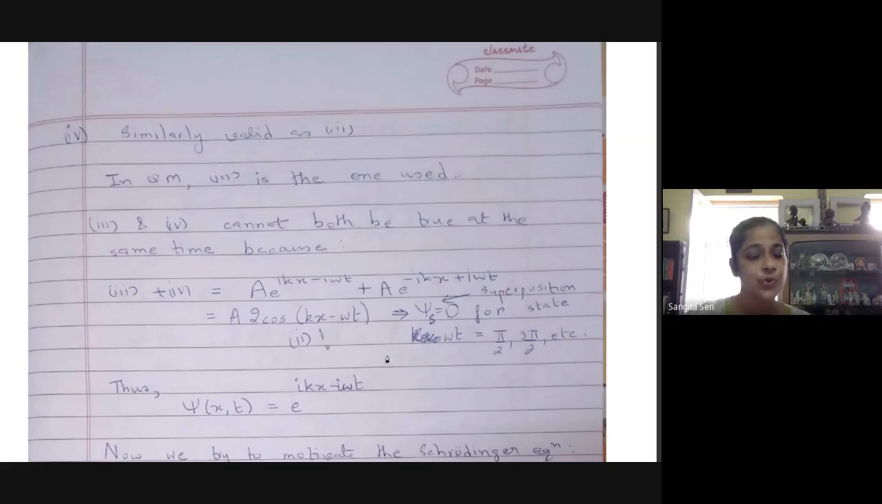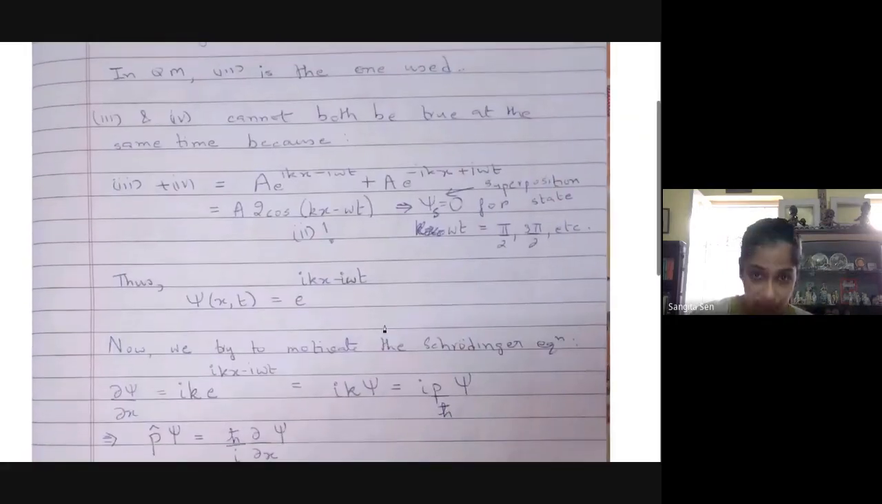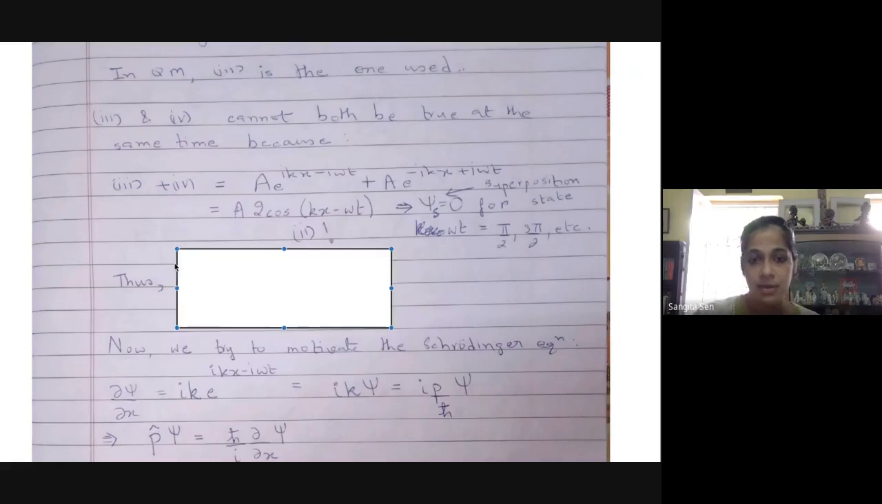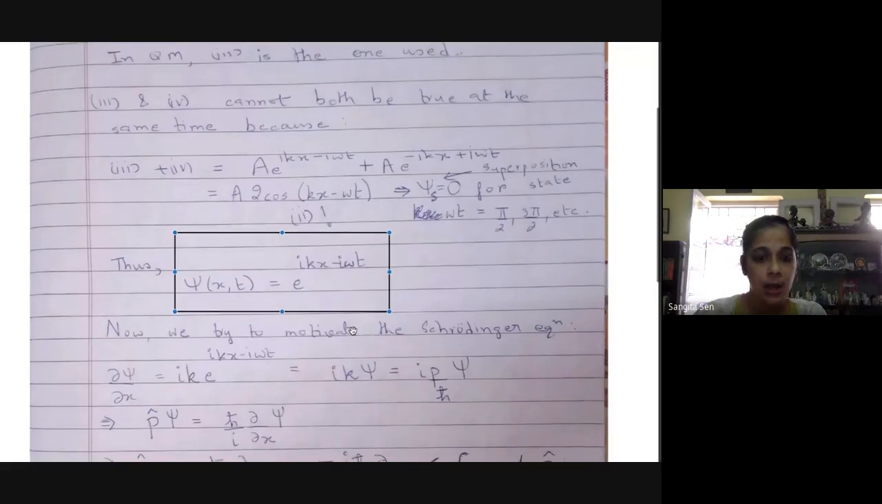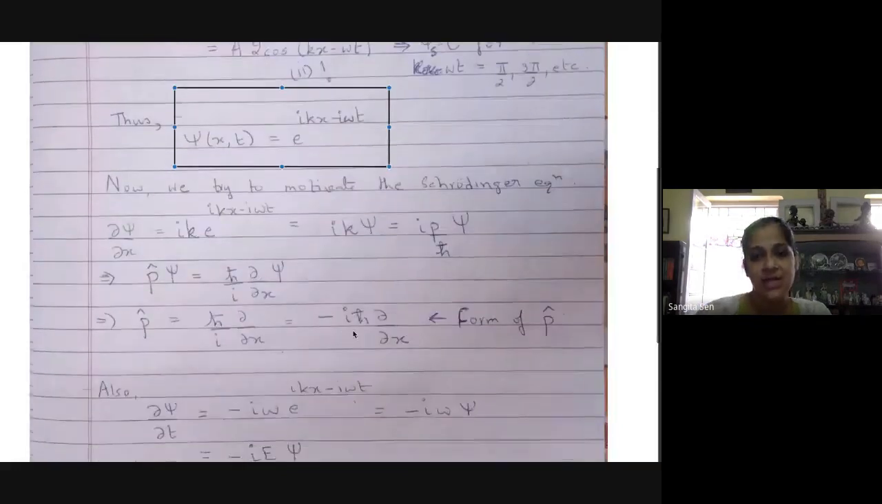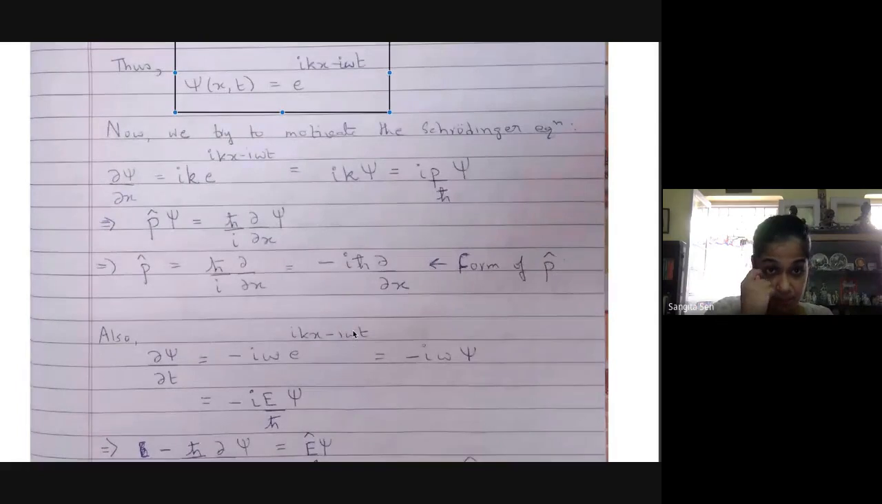So you have to choose one. You could have chosen either, but conventionally it is this form, e to the power i(kx minus omega t), which is chosen as the representation for the wave function. Okay, now we try to motivate the form of the Schrodinger equation.